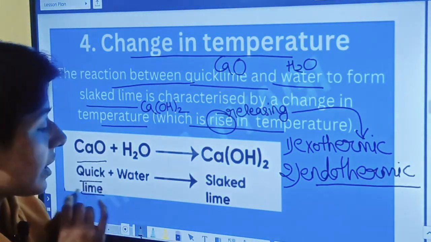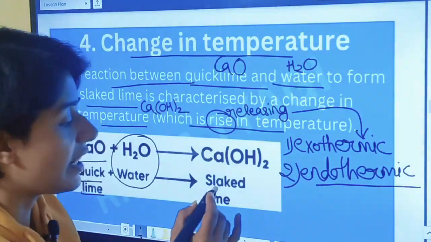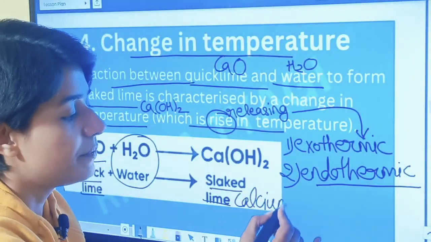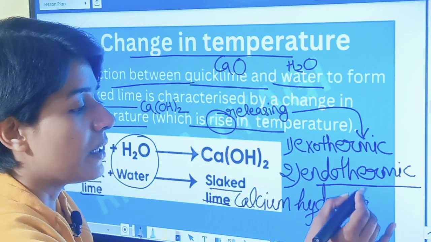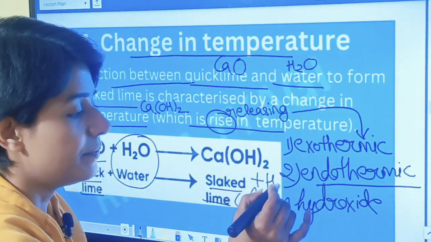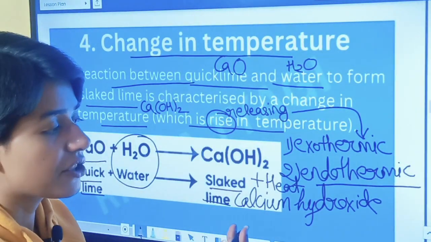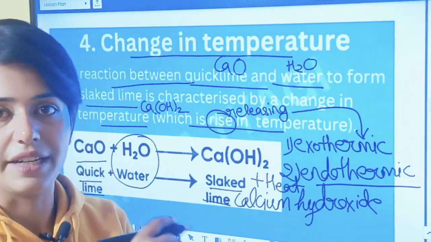Calcium oxide, that is quicklime. When water is added to this quicklime, it forms slaked lime or calcium hydroxide plus releases heat. The temperature is initially low and after the reaction the temperature is high. So it is a temperature changing reaction.